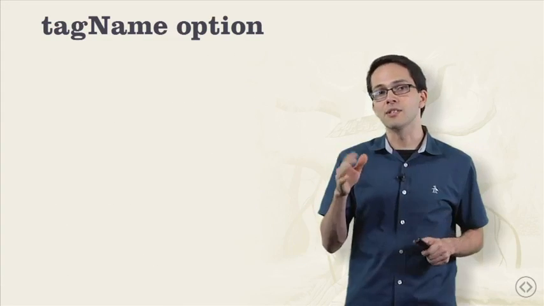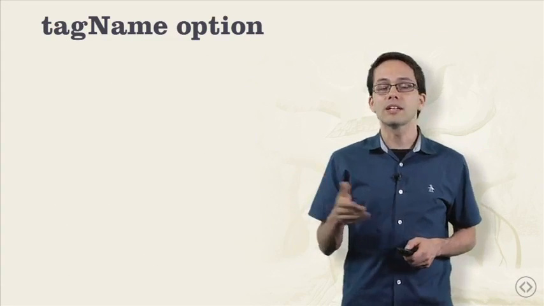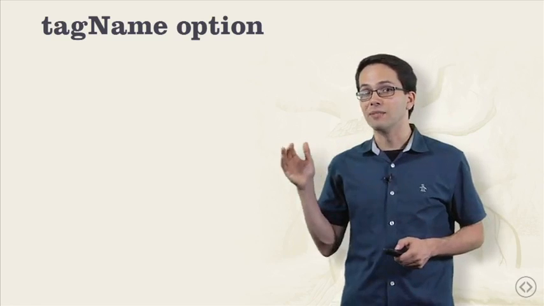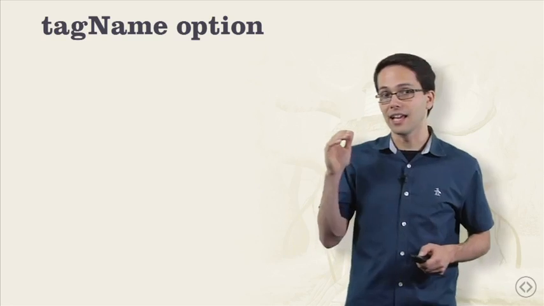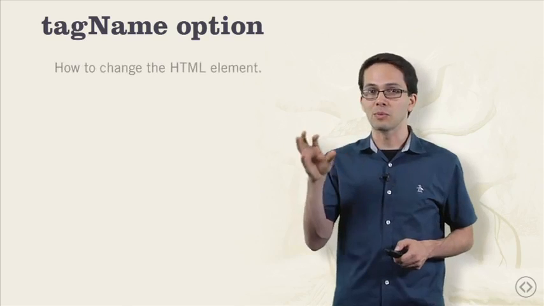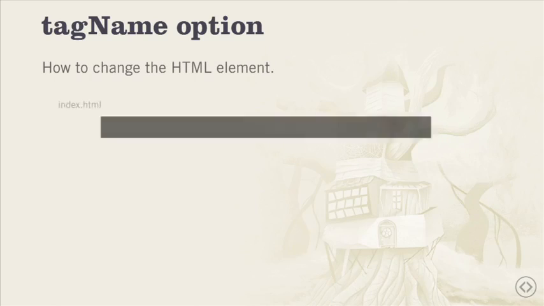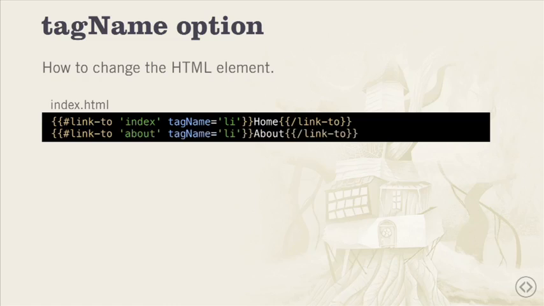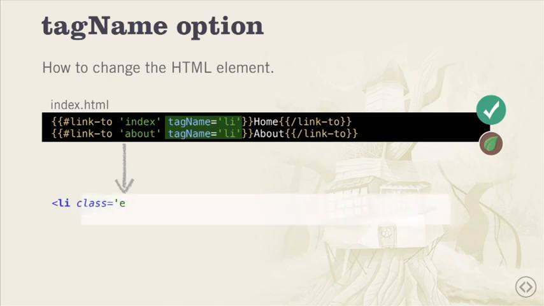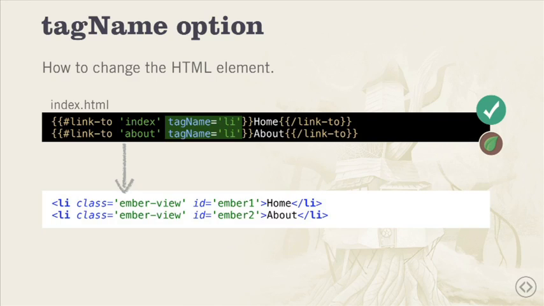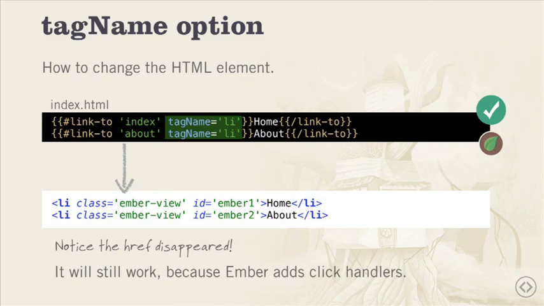Next, it turns out, since we're using Twitter Bootstrap, we need our links to have an li element and not an a element. So how might we switch those tags? Well, the link-to helper has a tagName option. So if we specify tagName equals li for both of our links, sure enough, it's going to render out two LIs. Now you might notice the href has disappeared, but it's still going to work in the browser.